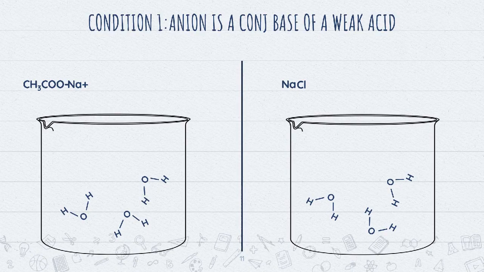Okay, finally, we have finished our inquiry. That took a while, but we can finally get down to business and understand the three conditions in which a salt can be acidic or alkaline when dissolved in water.